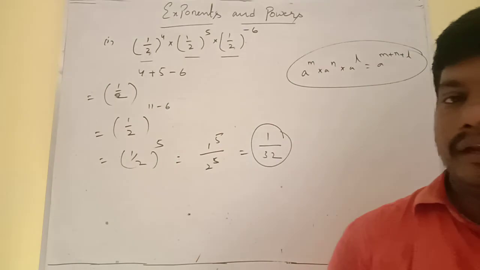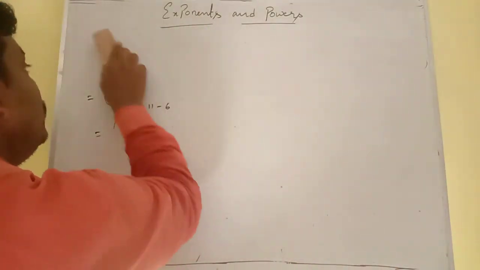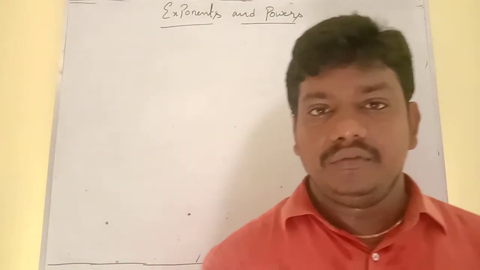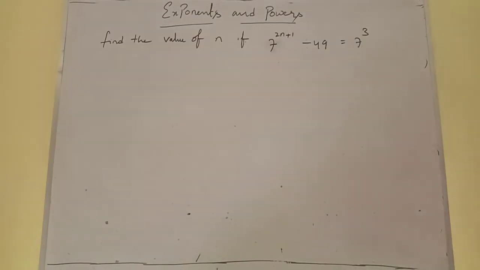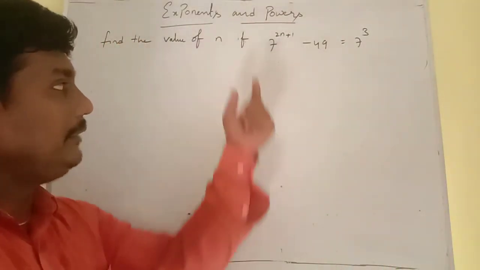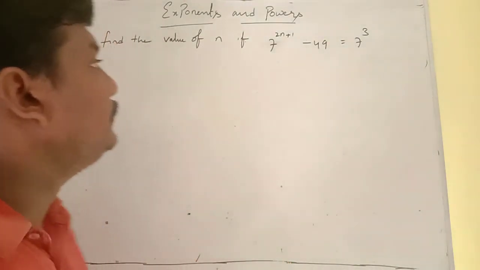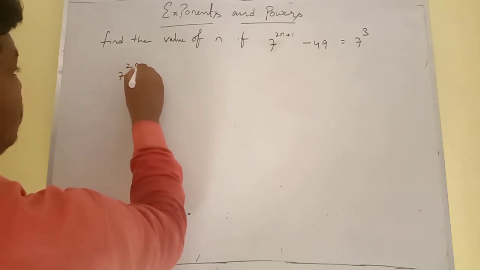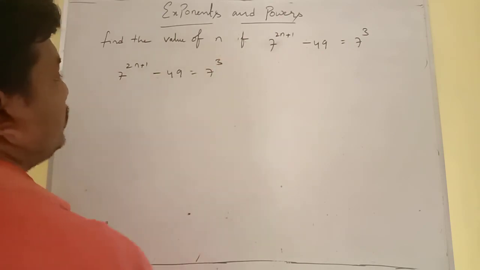Okay. So now again, you can see how to solve the remaining questions. Now I'm going to show how to find the x value if x is missing. Then we stop this chapter. How to find the value of n if 7 power 2n plus 1 divided by 49 is equal to 7 power 3. You have to write this as 7 power 2n plus 1 divided by 49, that is equal to 7 power 3. This is given.